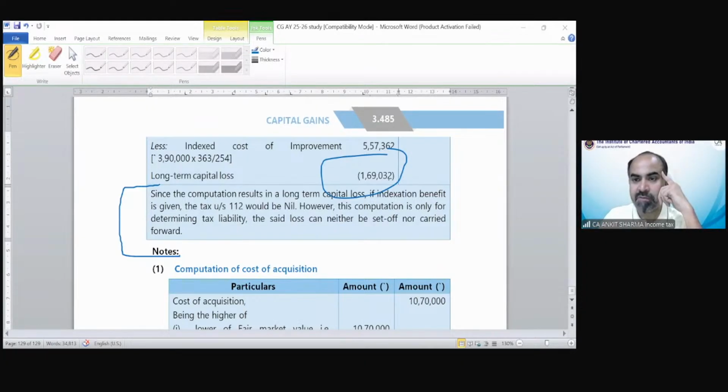Chauhan is asking, can there be no loss and no gain within the tax? There could be zero also, that could be the answer. If your sale consideration and indexed cost of acquisition are equal, then that could be zero. That is possible.